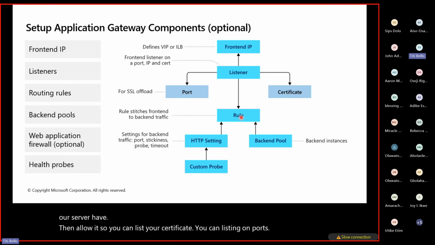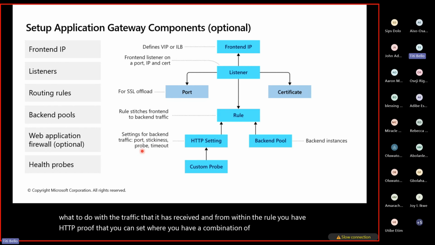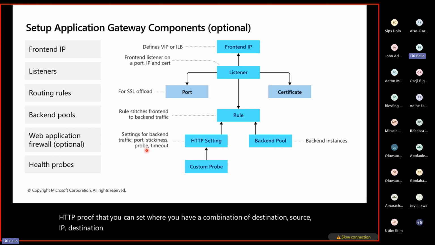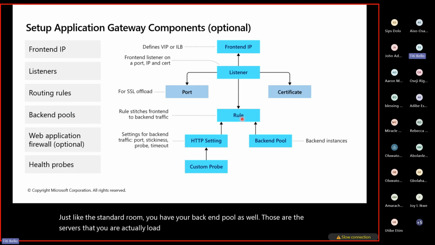Then after that, it moves to the rule. Like we said, rule is to tell what to do with the traffic that it has received. And from within the rule, you have HTTP pool that you can set, where you have a combination of source IP, destination IP, source port, destination port, and those are the components of application firewall. Just like the standard one, you have your backend pool as well. Those are the servers that you are actually load balancing, that this rule is working for.